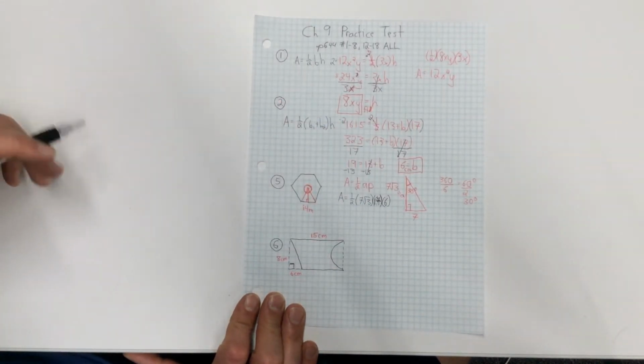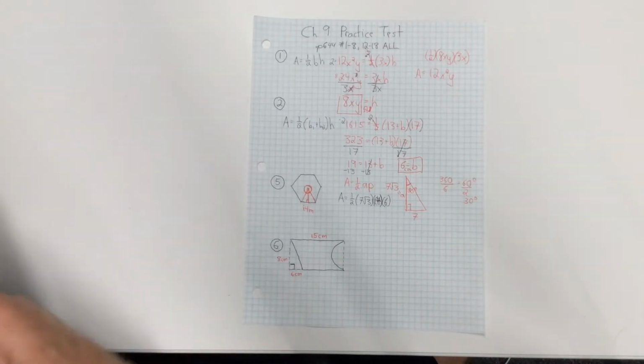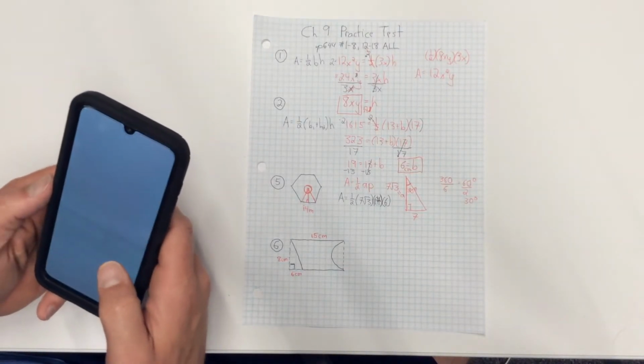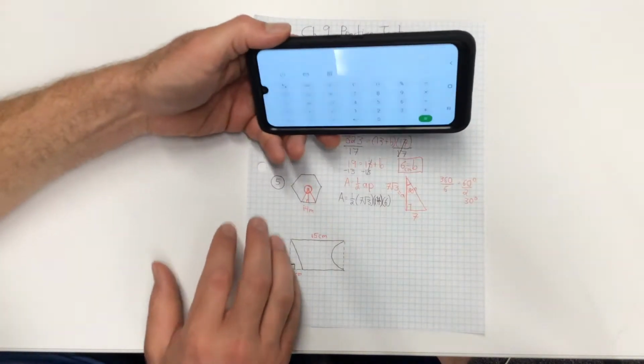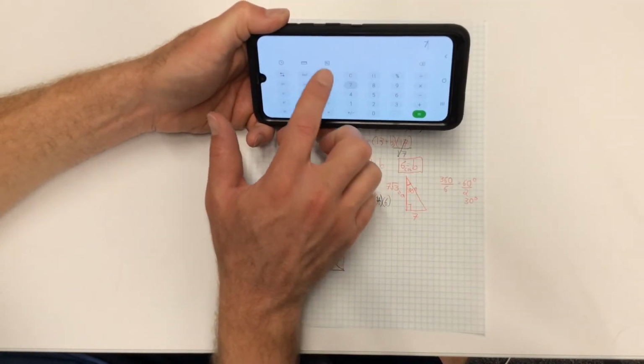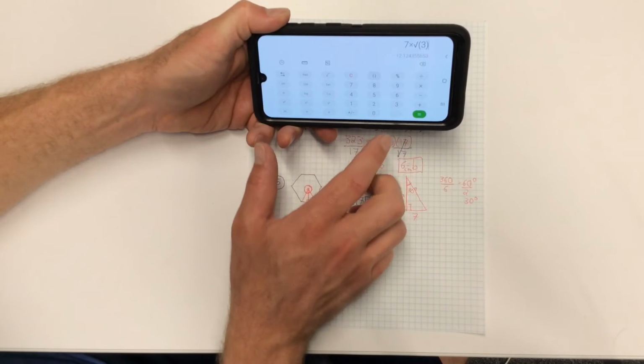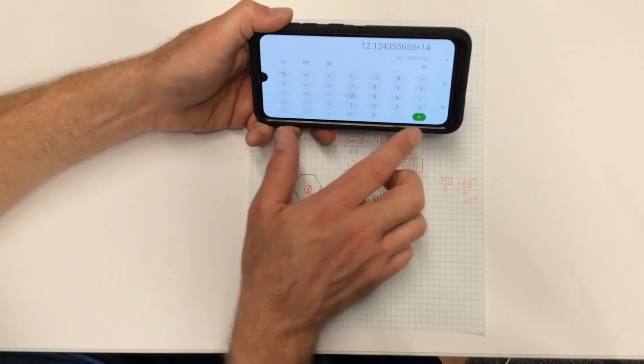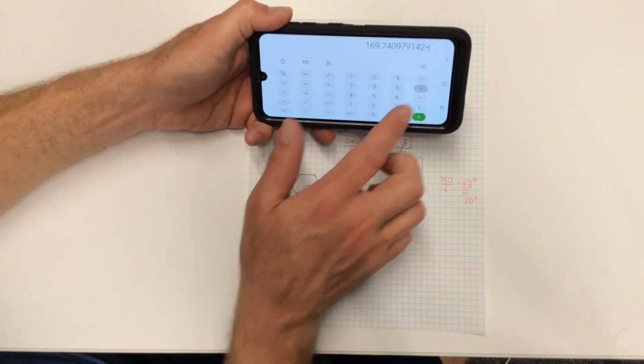Because there's a radical in it, I'm not going to, well, why not? I'll just show you. I'm here for all things as best I can. All right, so we're going to go, let's just start with the 7 square root 3 equals that, times 14 times 6.